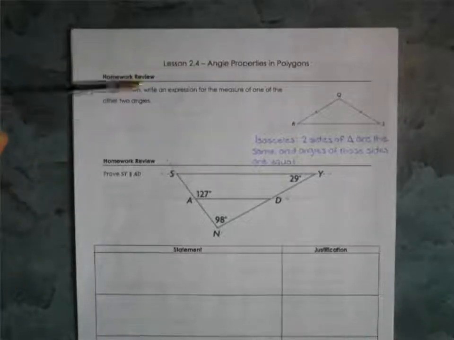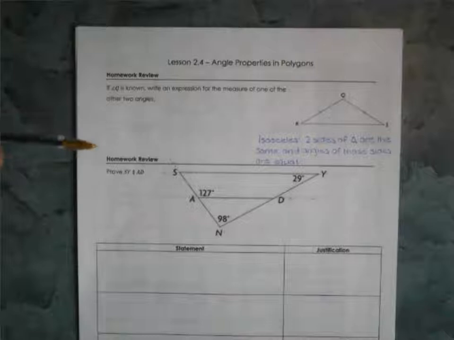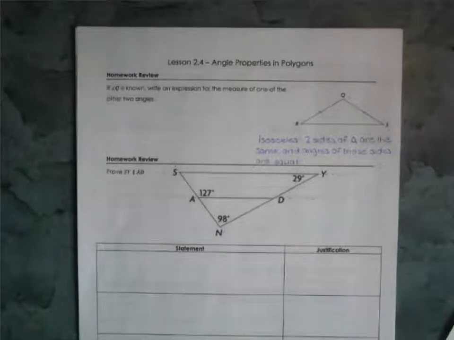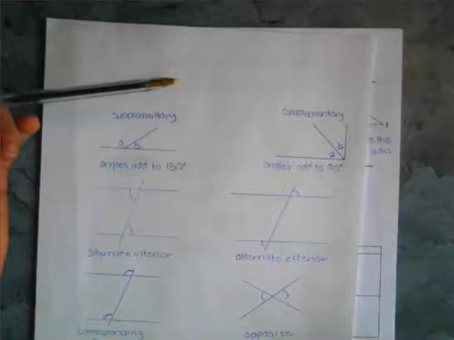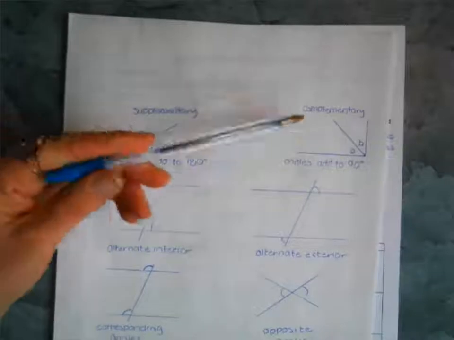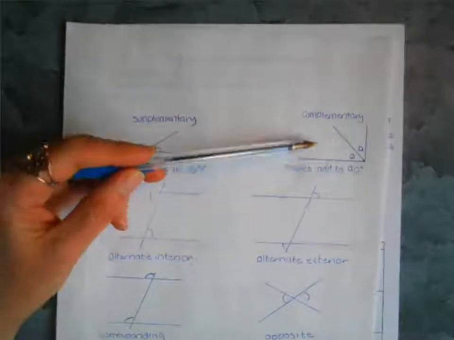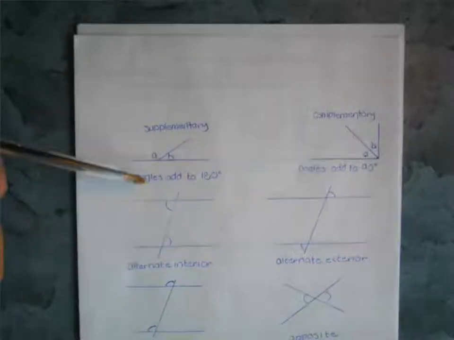So remember last time we looked at angle properties in triangles, and now we're moving into polygons with some of the same ideas. So just a quick refresher on the different justifications we've used so far. Remember, supplementary angles add to 180, complementary we don't see as much, but we'll probably see them more now that we're looking at polygons. So those are angles that add to 90.